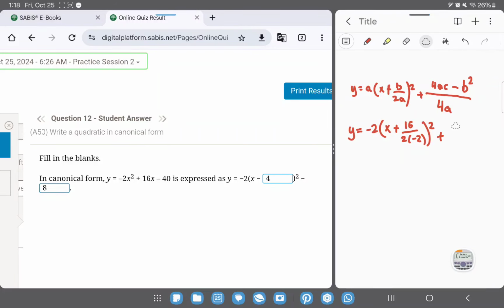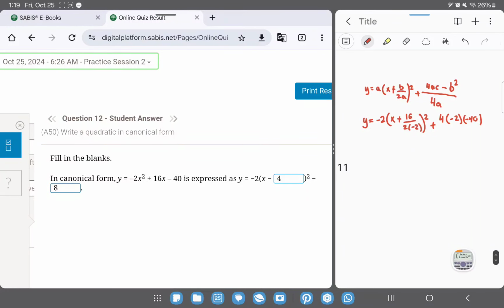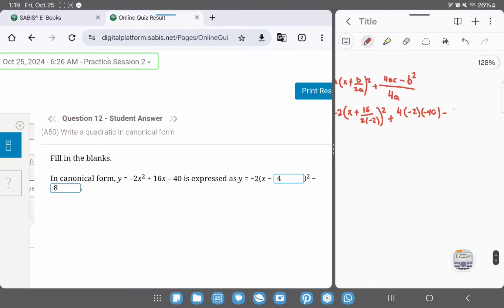Plus now into 4. A is negative 2. C is negative 40. Minus B squared, which is 16 squared, over 4 times negative 2.